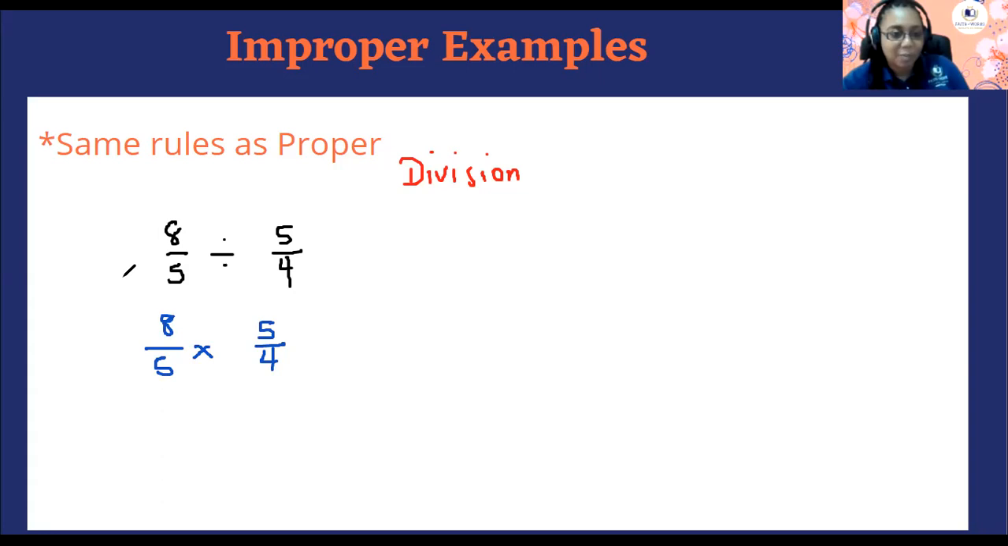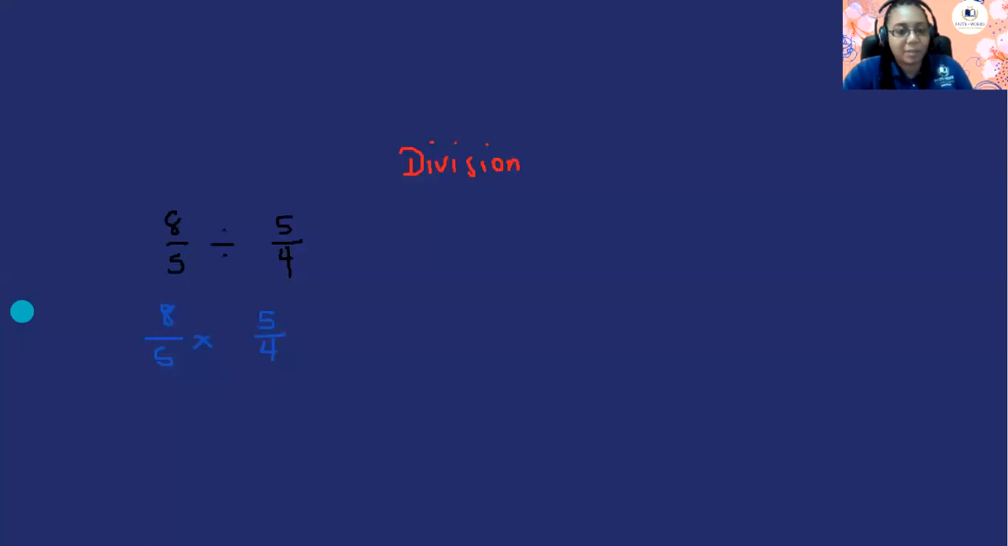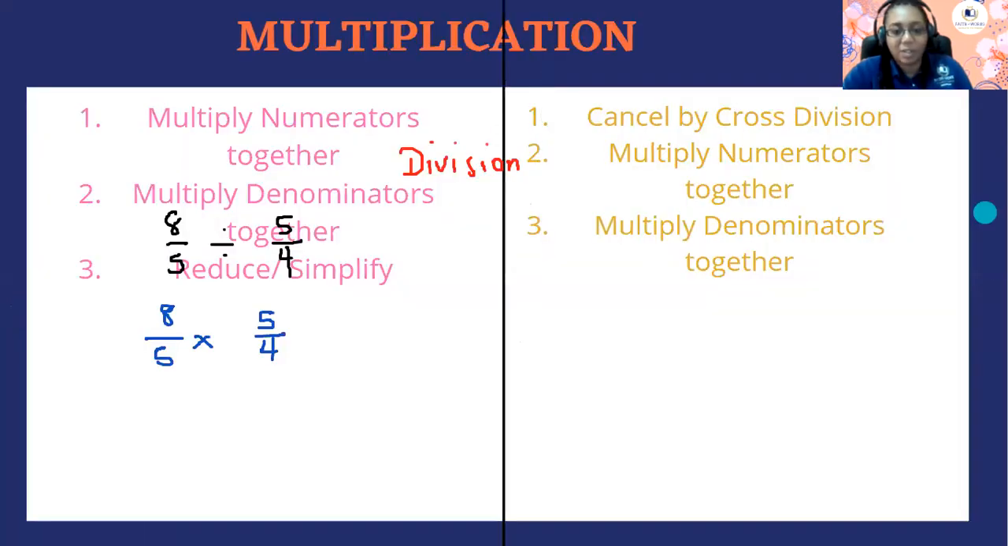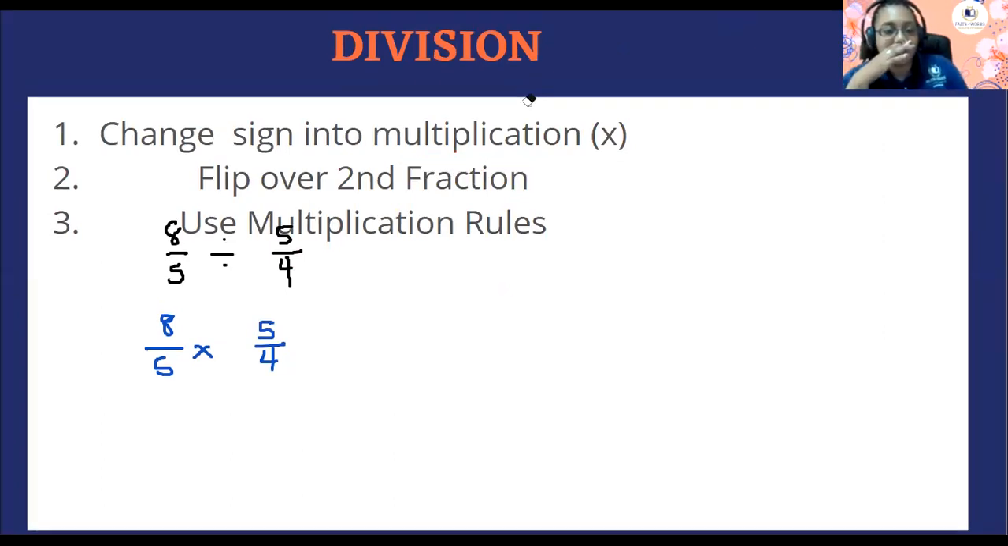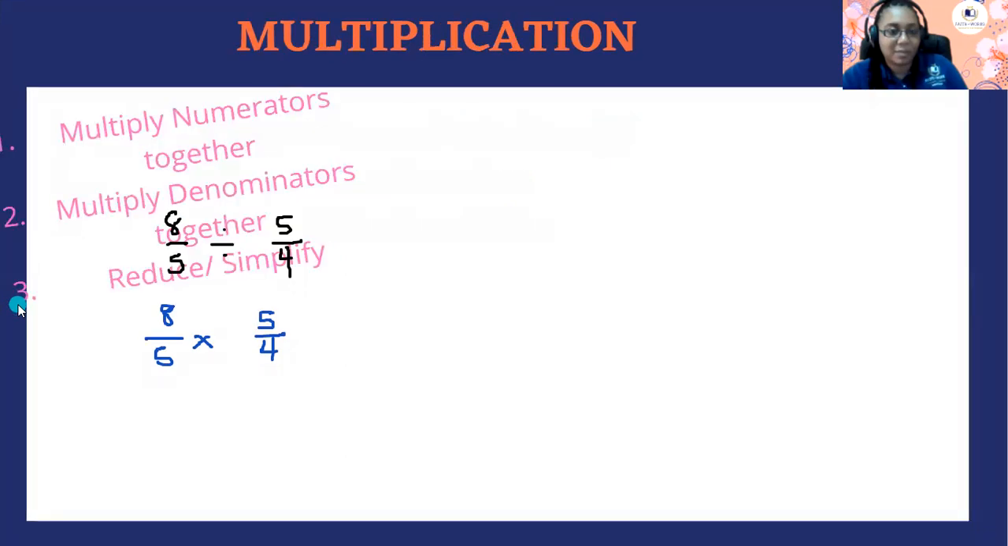So let me go back to the rules for multiplication. No, not for multiplication, sorry, for division. So step one, you change your signs into multiplication. You flip over the second fraction. This is step two, that's in blue. And then we use the multiplication rules. So let's go back to the multiplication rules. Let me move this some lower down.